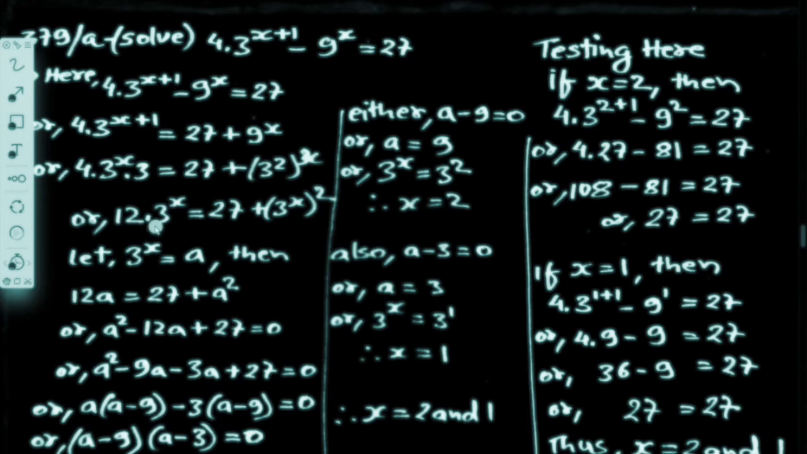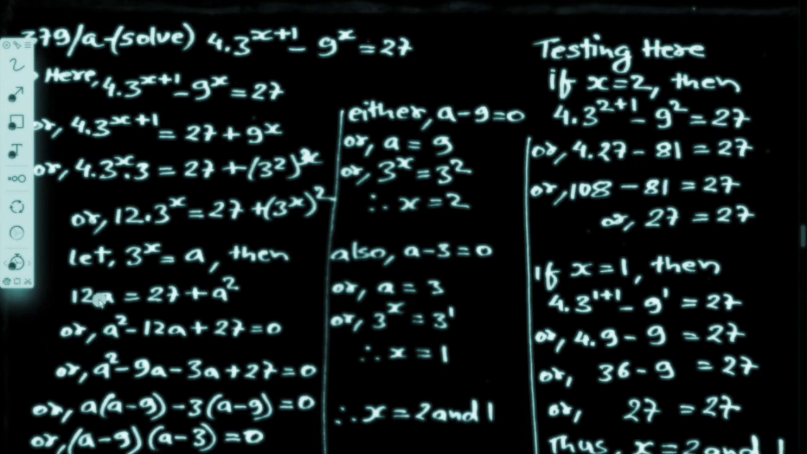Now this is our sum, and to make it easier and simpler, we should replace 3 power x with a. Then our equation becomes 12 into a equals 27 plus a square, since 3 power x squared means a square. This is our expression, and now this expression should be factorized.